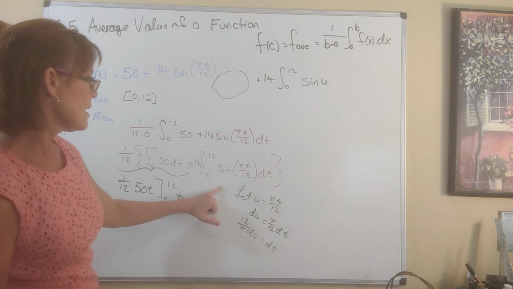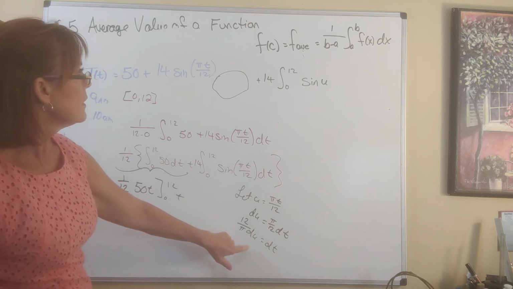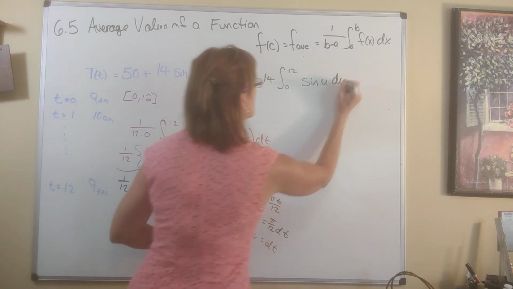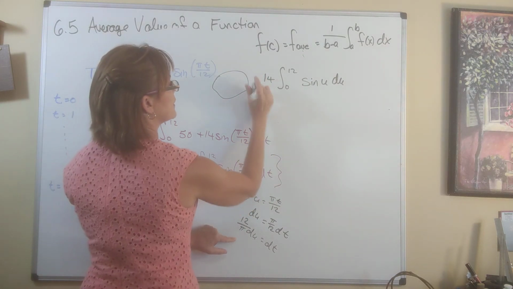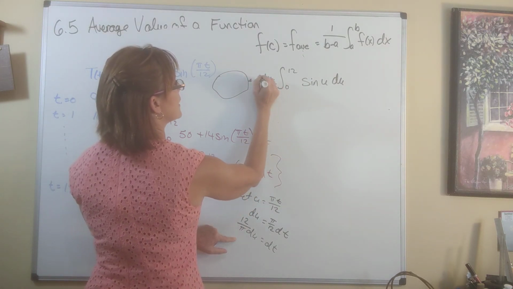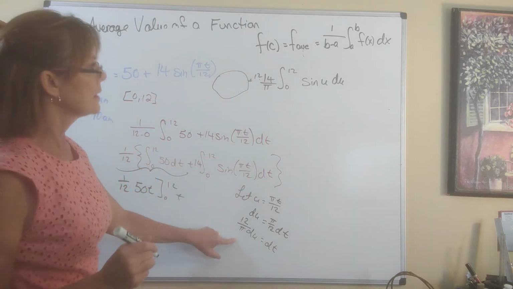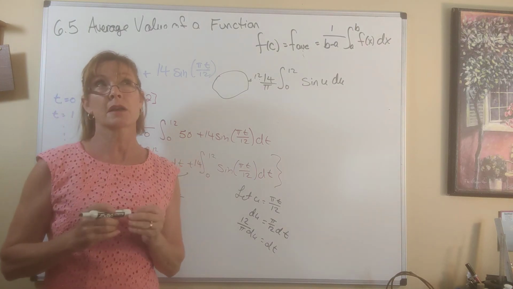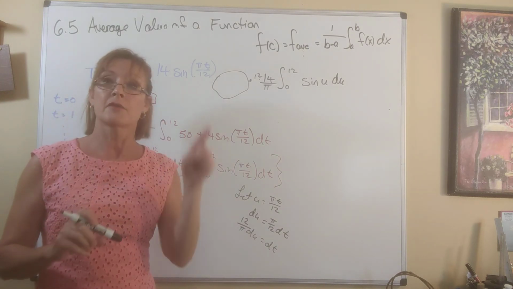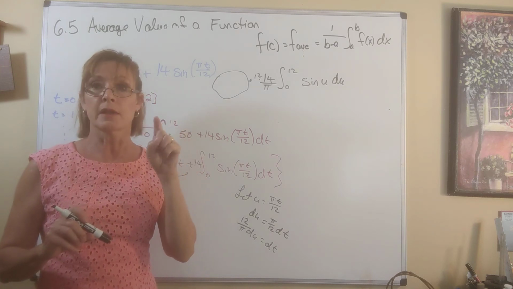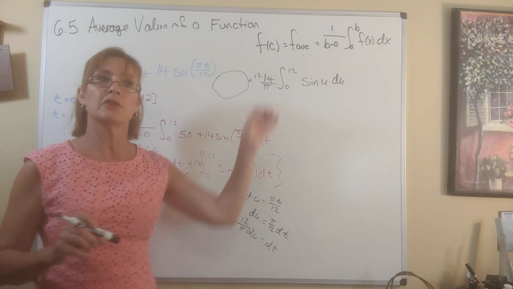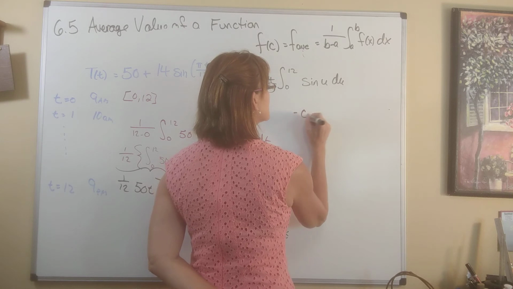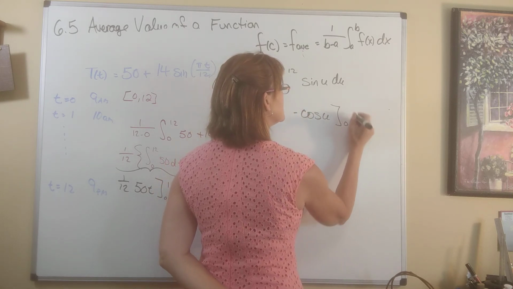And then I need the dt, which is going to be 12 over pi du. All right, so I'm going to move my 12 over pi out here. So 14 times 12 over pi is what I get right there. All right, that's fine. Let's integrate sine. What can you take the derivative of and get a positive sine? Nothing directly, but negative cosine. The derivative of negative cosine would give you a positive sine. So we integrate this and we get negative cosine of u from 0 to 12.